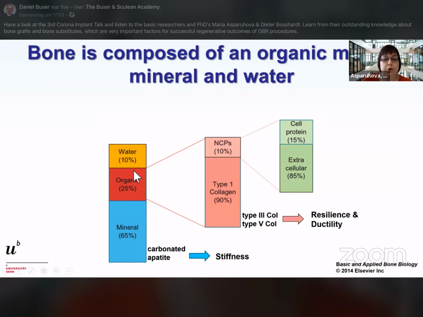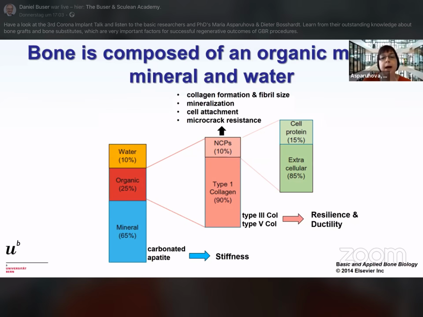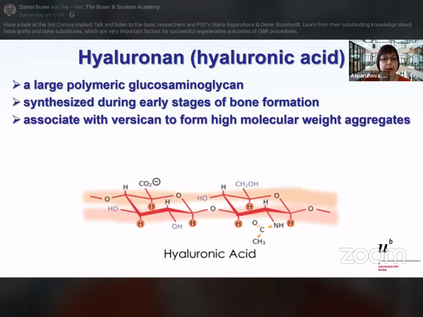10% of the organic portion of bone is composed of non-collagenous bone matrix proteins, which play a vital role in the collagen formation and fibril size, mineralization, cell attachment, and microcrack resistance. The majority of those proteins are extracellular, and only a small portion, about 15%, are found within the cells. Among the non-collagenous bone matrix proteins, I would like to mention a few very interesting members.